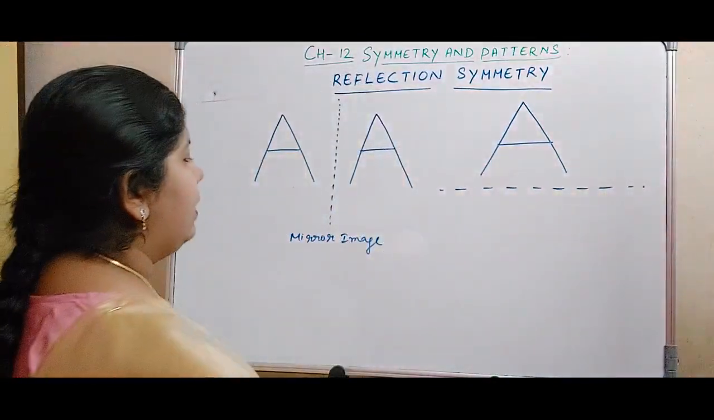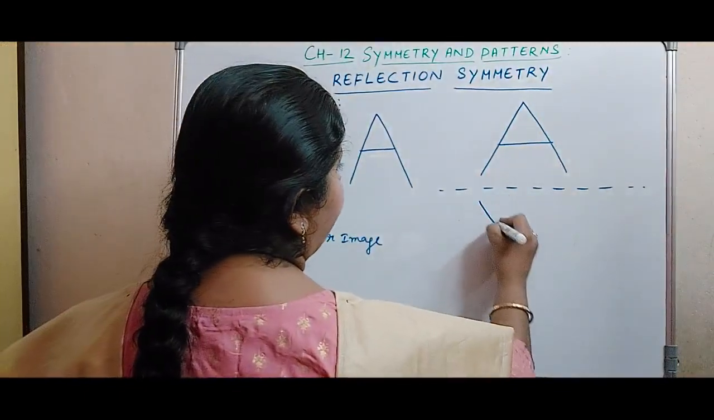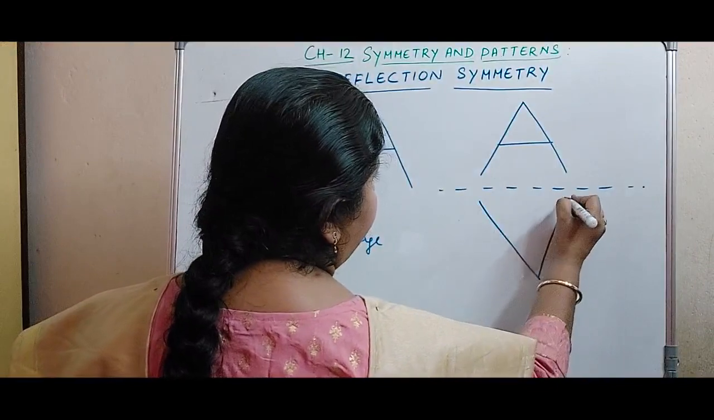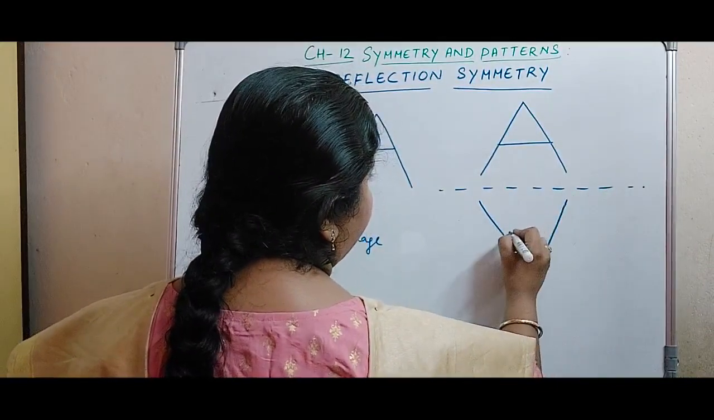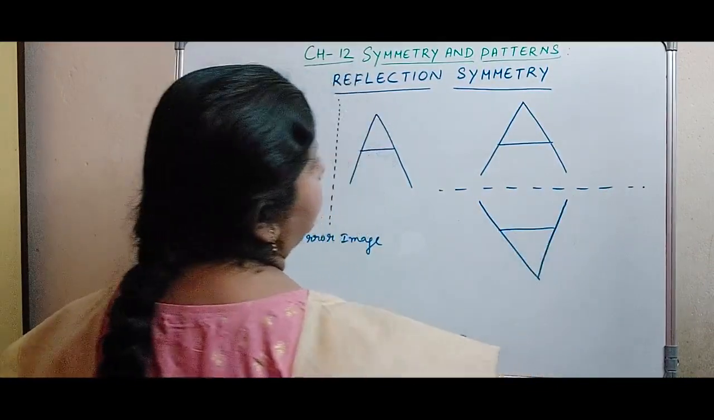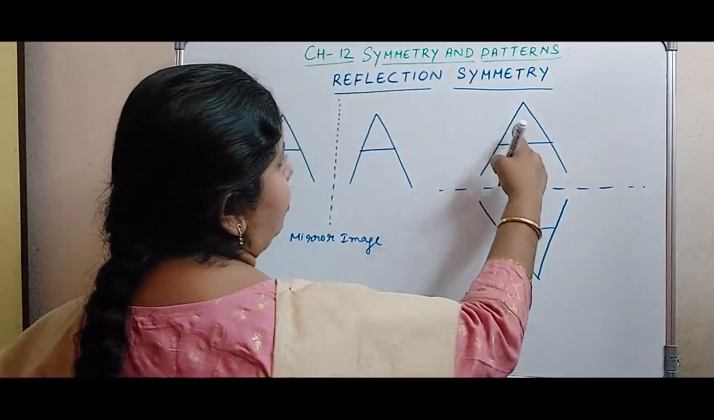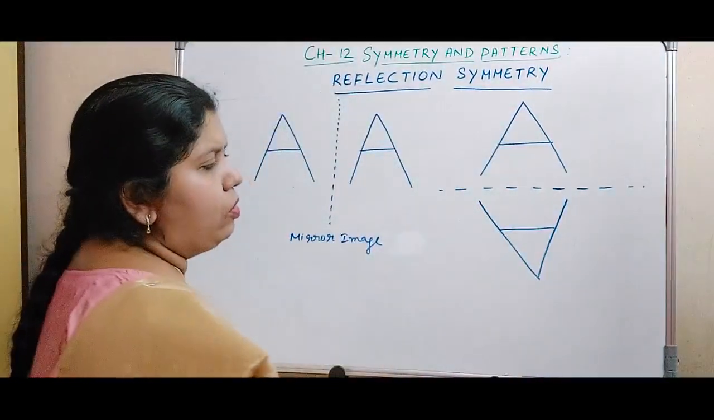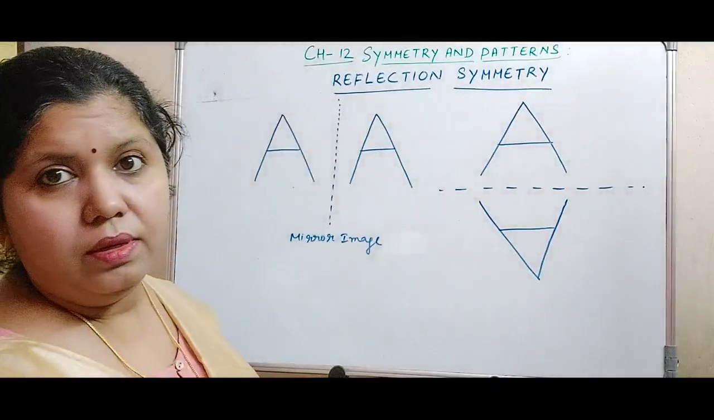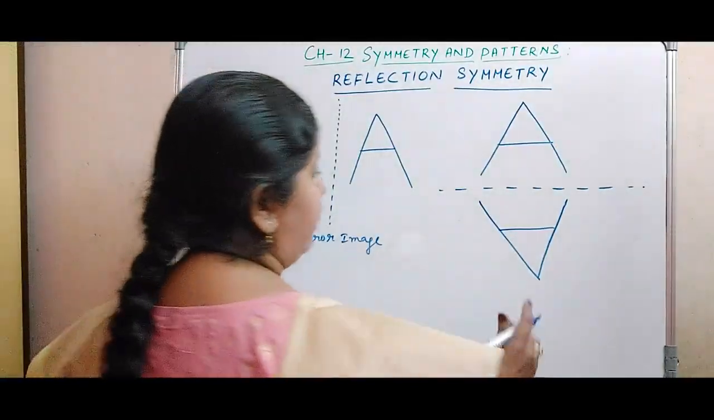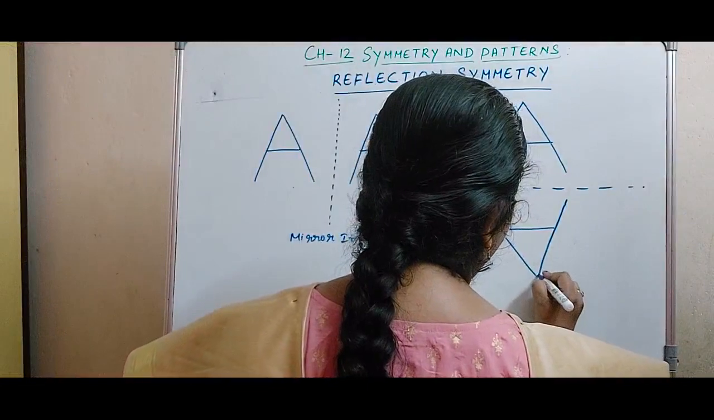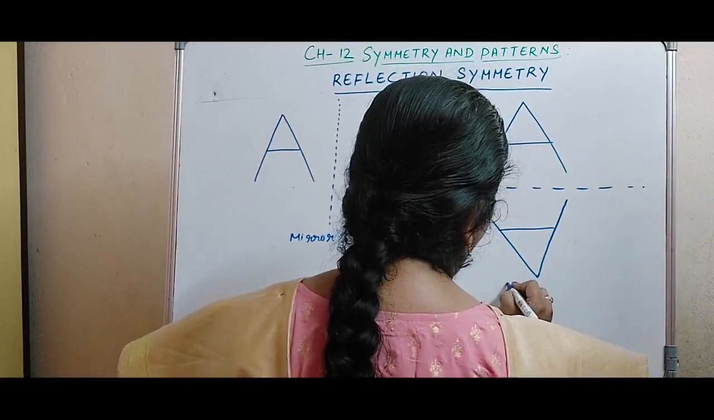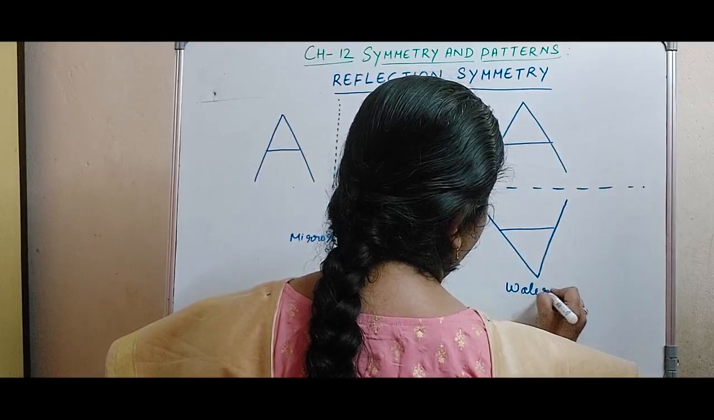Now what will you get? You will get the water image of letter A. You can see the top and bottom are changed. Here the top has changed to bottom, interchanging the top and bottom positions. So this kind of shape is called a water image.